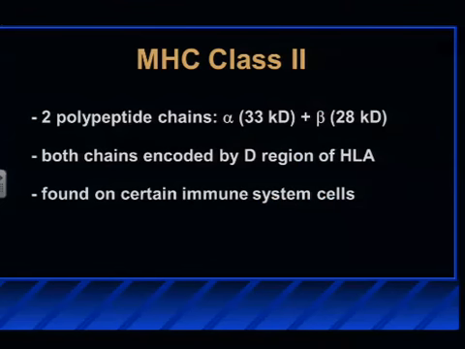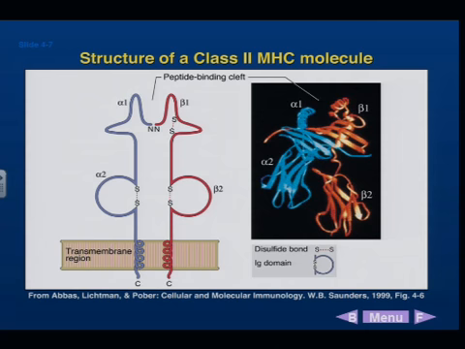Now, class 2 is made of 2 polypeptide chains, and it's found in all cells that are involved in antigen presentation. So only certain cells express class 2. Those cells express class 1 because they can be infected, but class 2 is only expressed on certain immune system cells. And here is a picture of class 2 molecules. Here's a peptide binding cleft. Once again, we'll talk about antigen presentation, 2 different polypeptide chains.